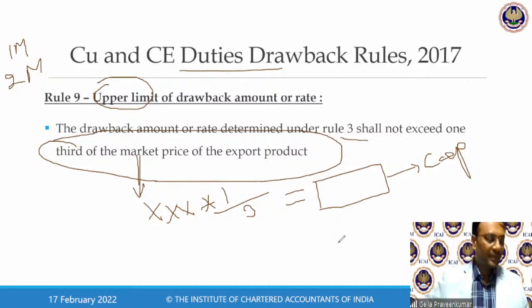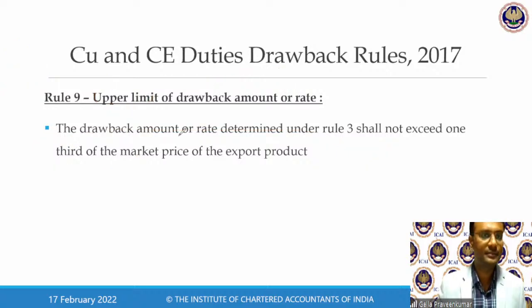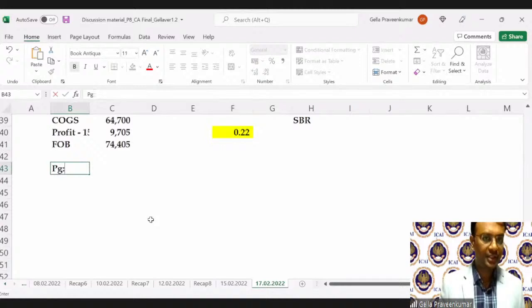Question number 1B. Raghuveer exports manufactured goods having FOB value of 86,000. Rate of duty drawback on FOB value of exports 40%. Market value of goods. Let me come to my Excel. Page 6.35. Illustration 1B.